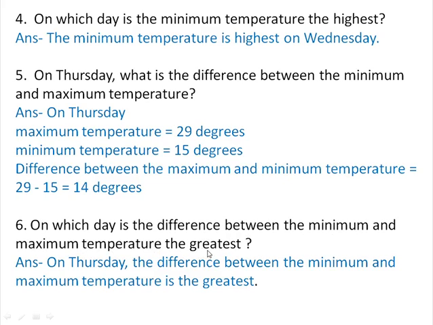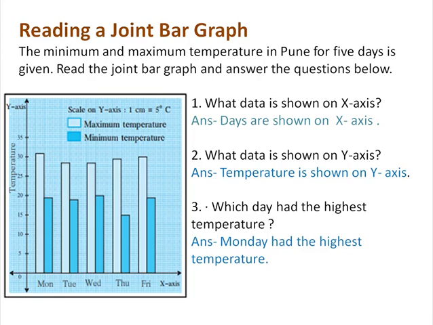For that, we have to see the difference between maximum and minimum temperature of all the 5 days. As we are looking at the joint bar graph, we can easily compare the heights of the bars. So if you see the difference between the height of all 5 days, you will see it is maximum on Thursday. Also, you can count or see the maximum and minimum temperature of all the 5 days and subtract it, you will get the difference between maximum and minimum temperature on Thursday is the greatest.